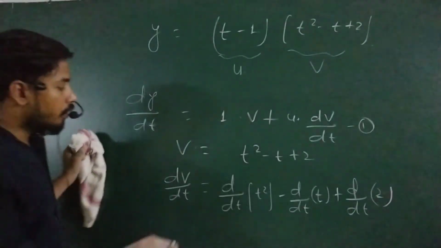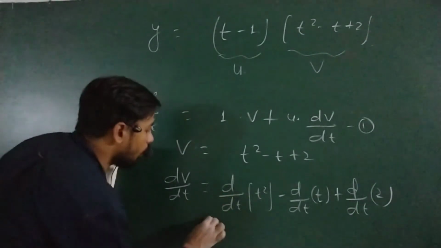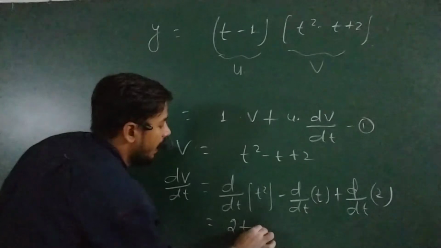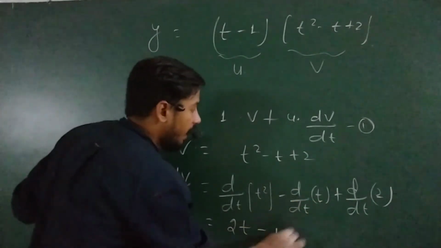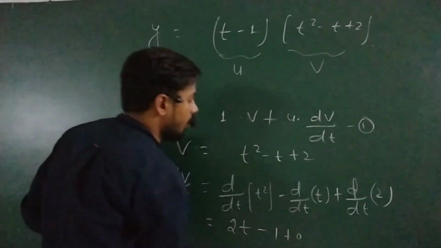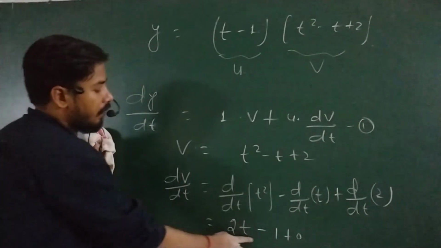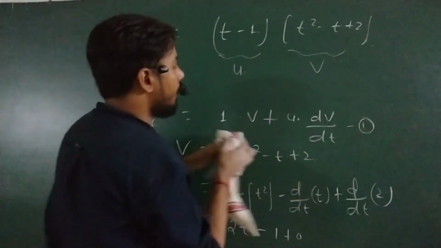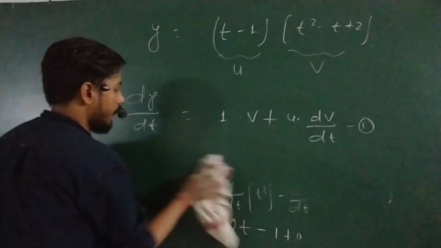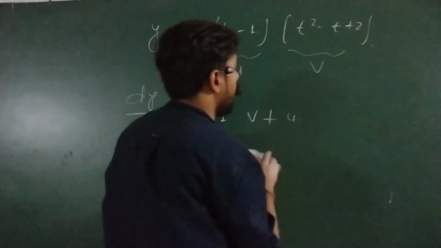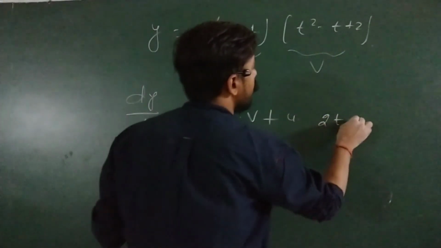So differentiation of t square is what? 2, so this becomes 2t. And differentiation of t is what? 1. And differentiation of 2 is what? 0. So dv by dt becomes 2t minus 1. So here we can put 2t minus 1.